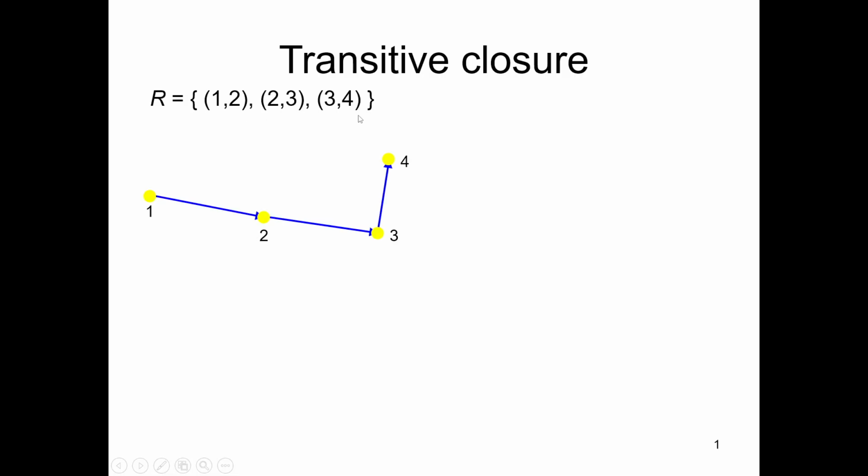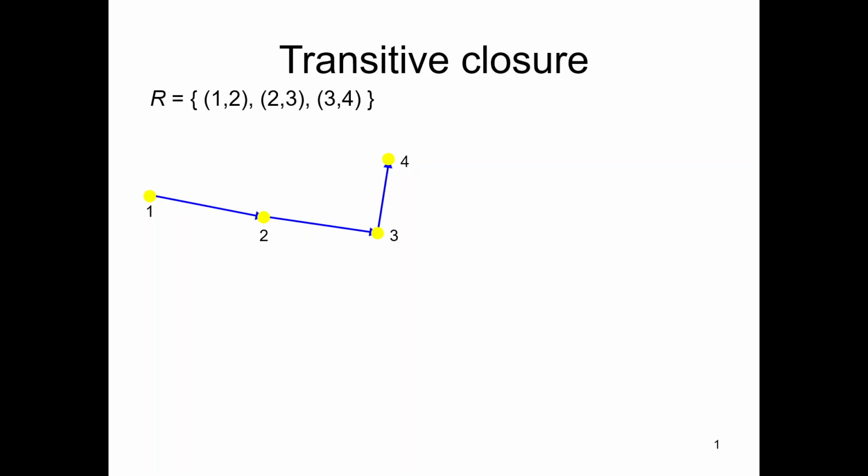Hello everyone. So we'll discuss transitive closure. Let's assume that we have this relation with the ordered pairs (1, 2), (2, 3) and (3, 4). Now, the same thing can be denoted as a digraph in this way. There is an edge from 1 to 2, then an edge from 2 to 3, and an edge from 3 to 4.